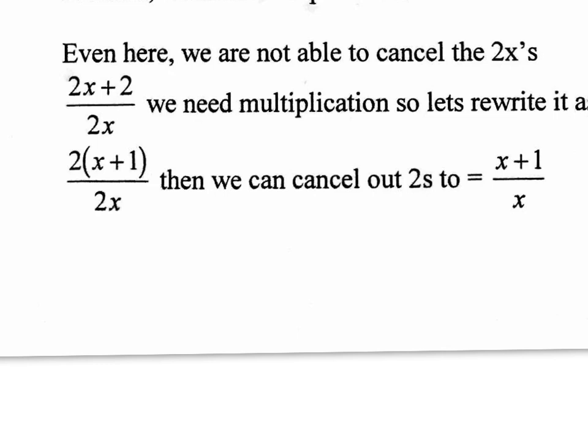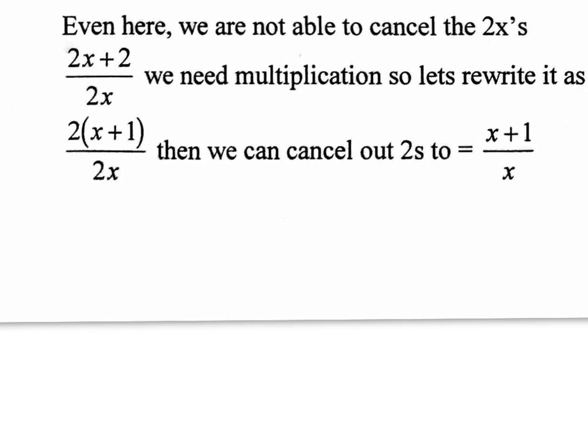Okay, so even here we're not able to cancel out the 2x's, right? So we have a 2x plus 2 up on top. You might be thinking, oh, I'm going to cancel out this 2x with that 2x. You can't do it. Why not? Because you're not multiplying, you're adding, right?